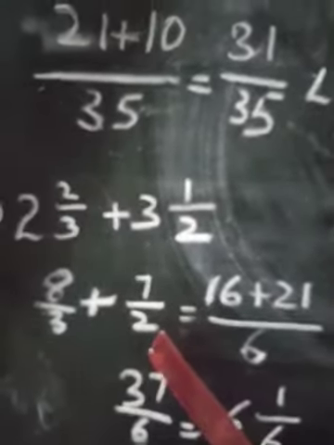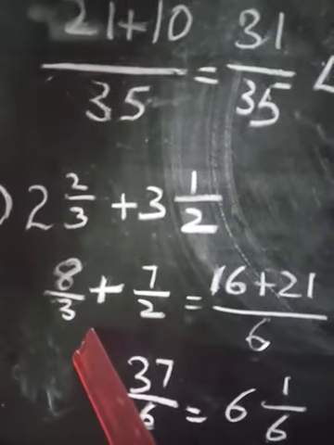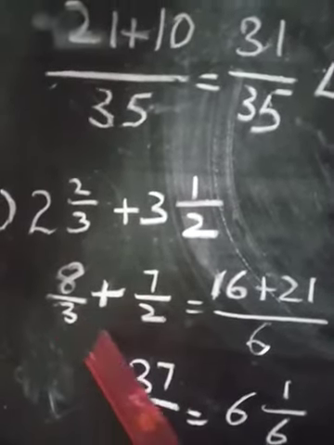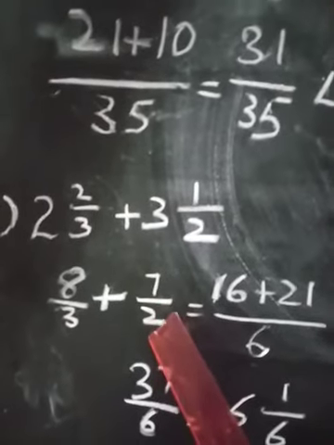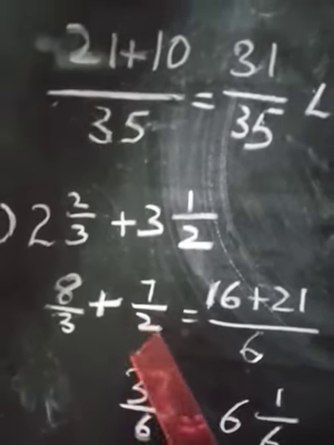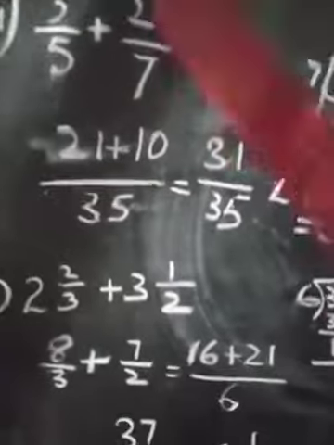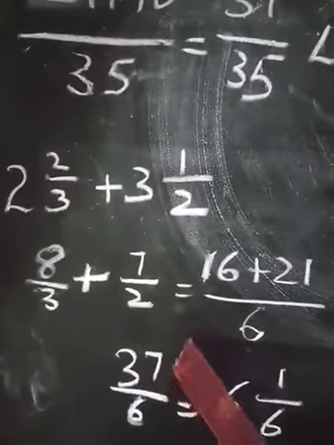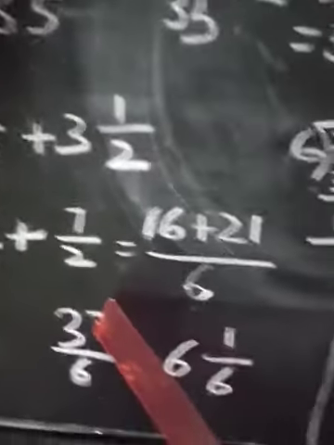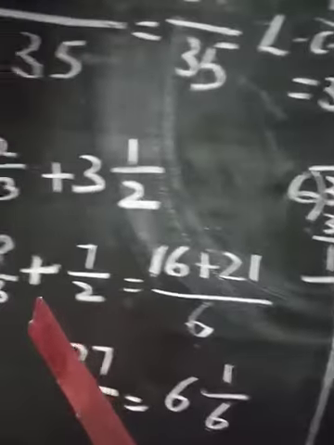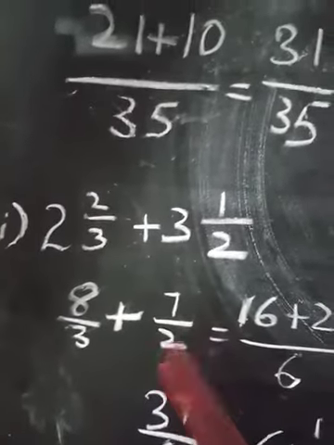7 by 2. Okay. Now what we have to do? We have converted these numbers into fractions. Okay. Now you have to find the LCM. Already we have done it in the last two sums. Same steps you have to follow. 3 and 2. So the LCM of 3 and 2 is 6.